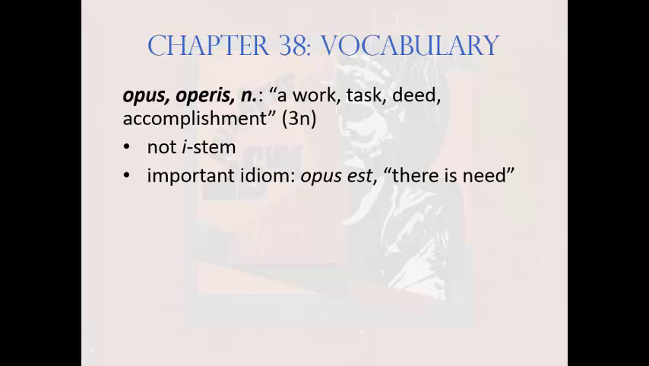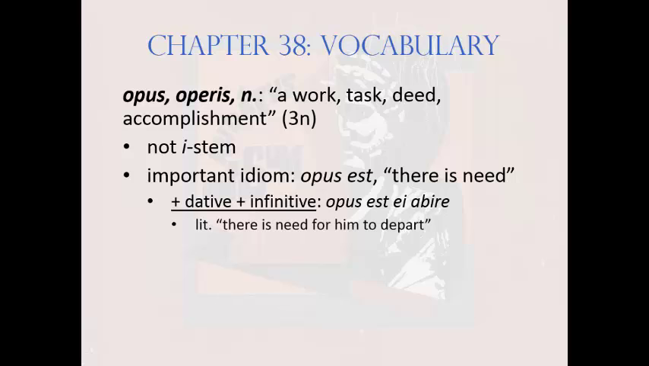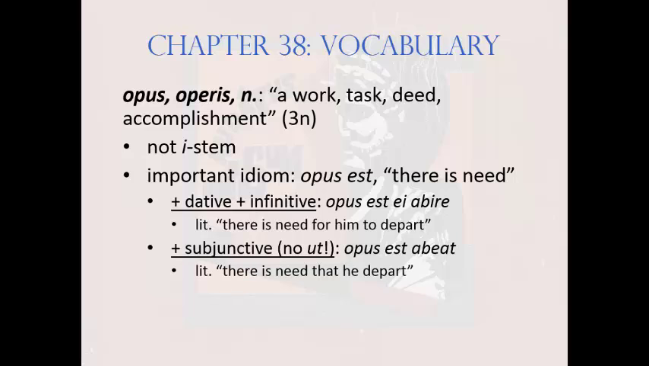Opus est is usually followed by one of two constructions, a dative plus an infinitive, for instance, opus est ei abire, literally, there is need for him to depart, or a subjunctive without ut, as in opus est abeat, meaning basically the same thing as its dative plus infinitive counterpart. There is need that he depart, that is, it's time for him to scram.